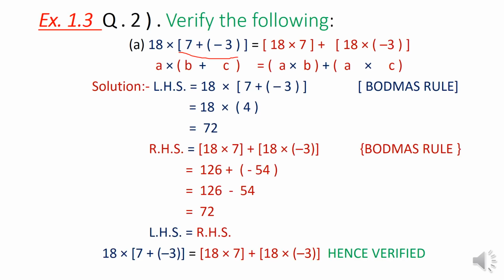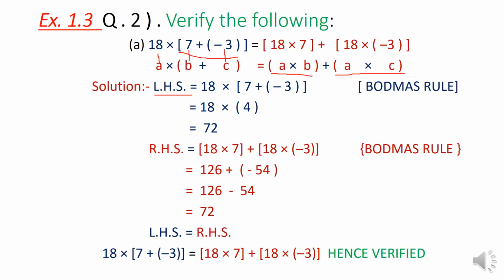Here 18 will become A, 7 will become B and C will become minus 3. As you see, we have to prove that A into B plus C equals A multiplied by B plus A multiplied by C, this is nothing but the distributive property. To prove it, let us consider its first side, LHS.